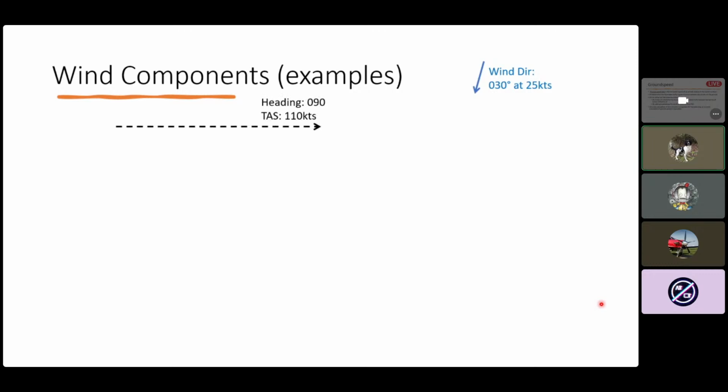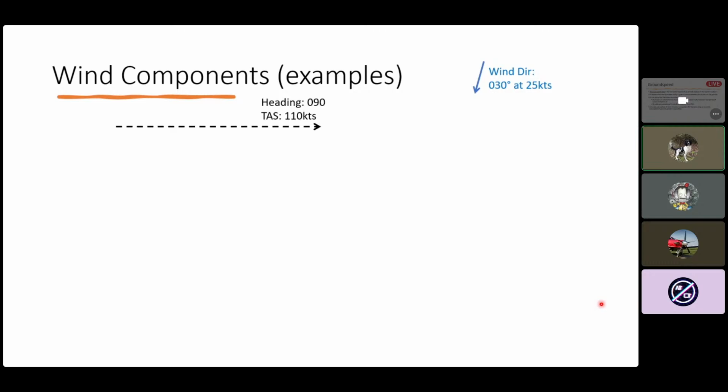So let's say we're flying along at a heading 090 and our true airspeed is 110. Does anybody want to take a stab at what this wind's going to do to our track relative to the heading and our ground speed relative to our true airspeed?